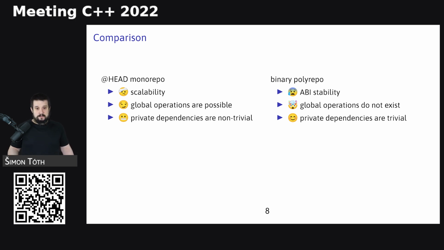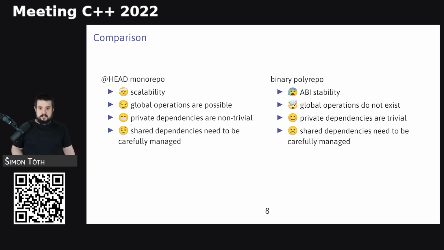If you allow multiple versions, then private dependencies are trivial. With the binary polyrepo model, private dependencies are just that. They are private. Because each project is isolated, changes are completely local as long as you do not leak the dependency from your public interface.